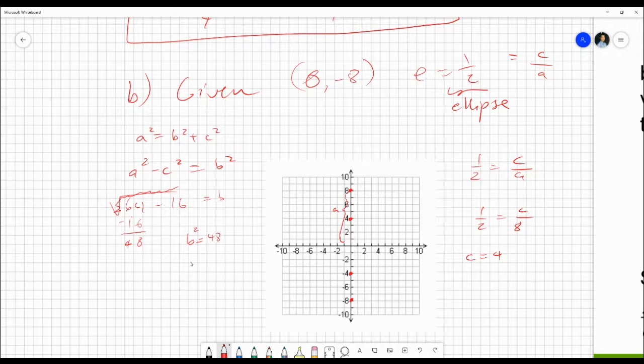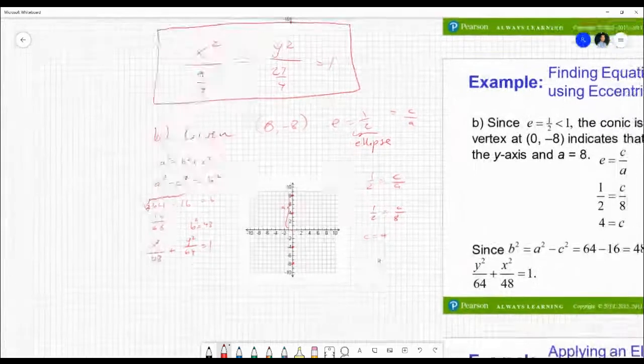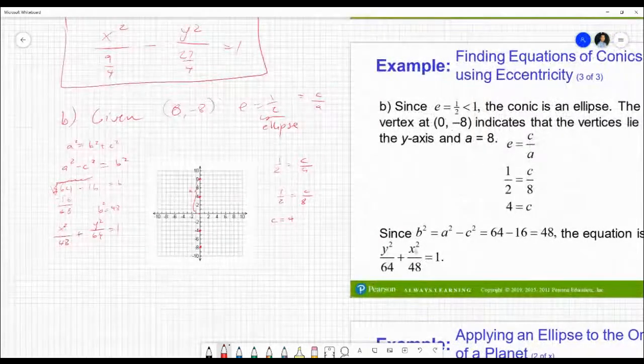This is an ellipse with the center at the origin. So we have x squared over, the larger value, which is 64, goes under, sorry, this is along the y-axis. So that should be x squared over 48 plus y squared over 64 equals 1. Okay, and that's what we got here.